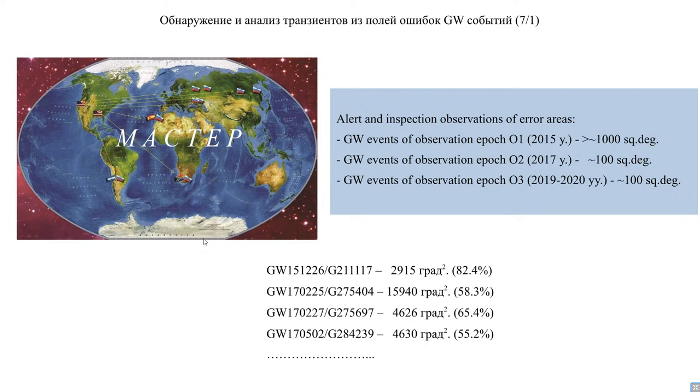We have a search area for the neutrino alert of about 10 square degrees in case of inspection of neutrino alerts. With rare inspections, MASTER does not detect a variable optical counterpart of neutrino events. In the case of inspection observations of the area of gravitational wave events, of all three epochs of the observations from 15 to 21, we have very large viewing areas in the process of searching for the source of gravitational waves, from hundreds to several thousand square degrees.